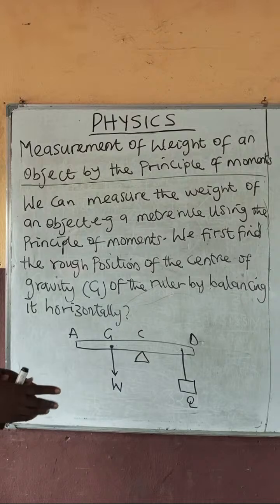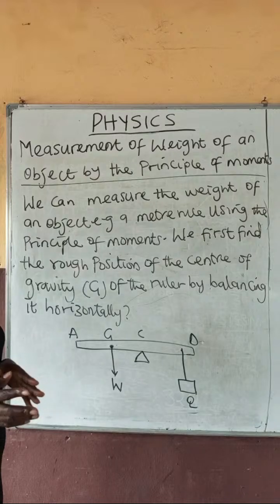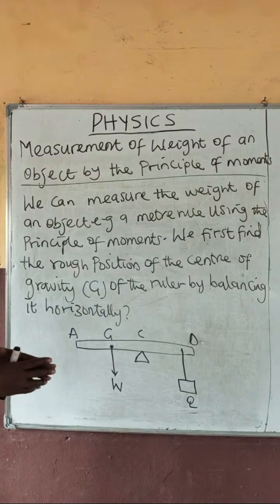Let me read it again before I explain. We can measure the weight of an object, for example a meter rule, using the principle of moment.